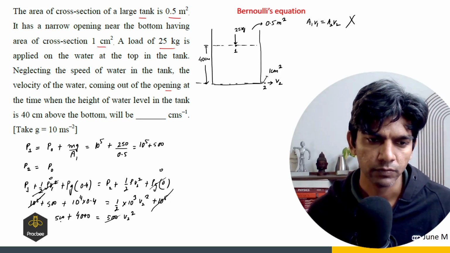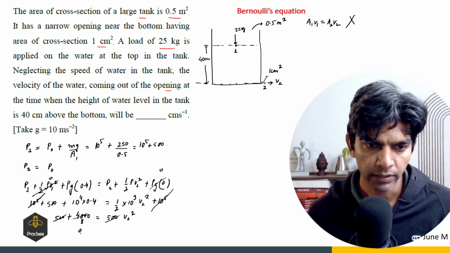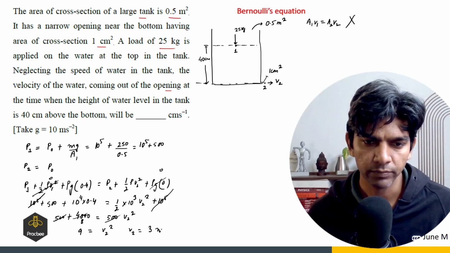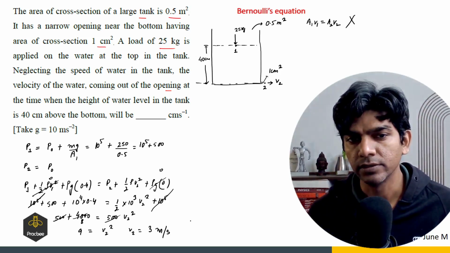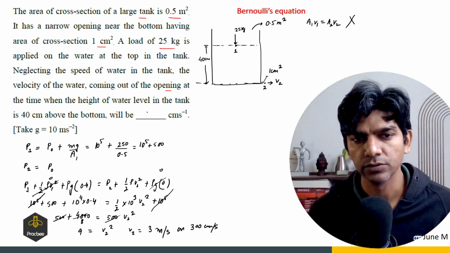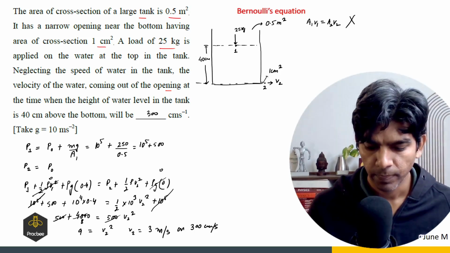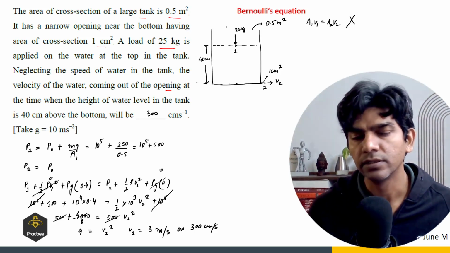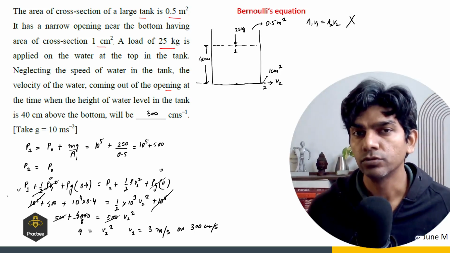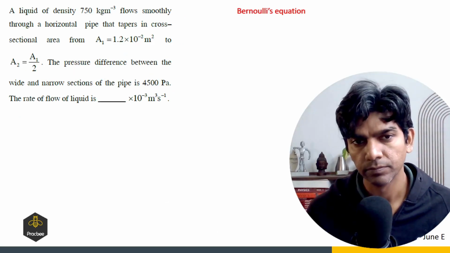Now from this we are getting 9 is equals to V2 square. So V2 comes out to be 3 meters per second, and we have to find answer in centimeters per second. So it will be 300 centimeters per second. So 300 is the answer of this question. Right, in such type of questions, sometimes they will consider atmospheric pressure at P1, and sometimes they do not consider. So do check your answer with both the ways, and accordingly you can mark your options.